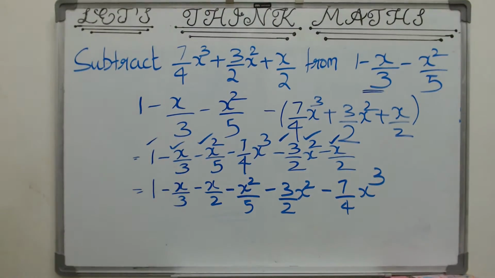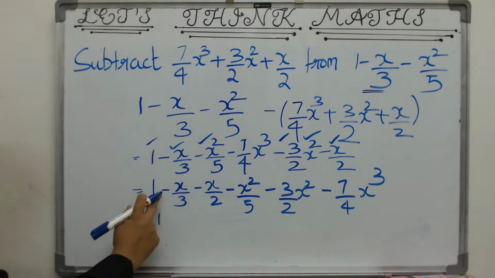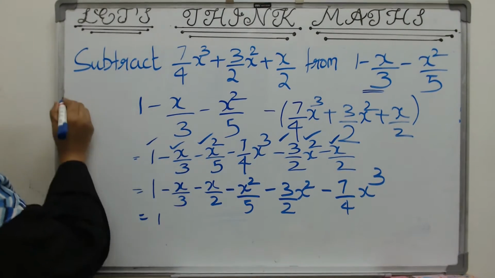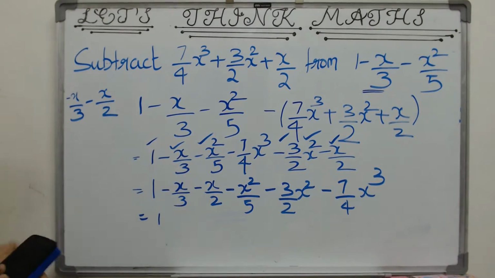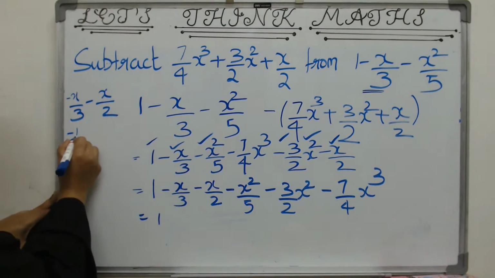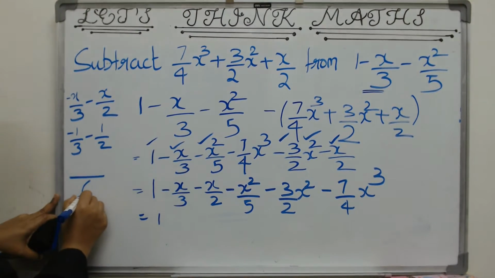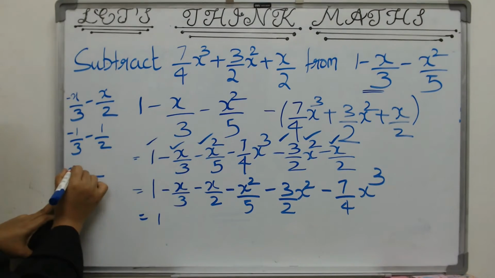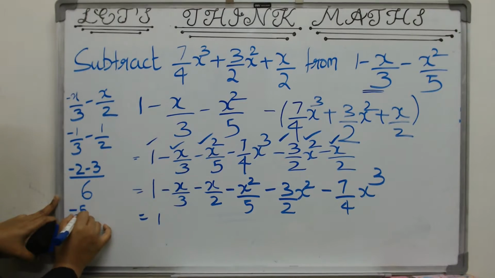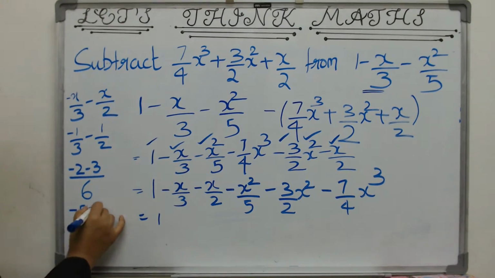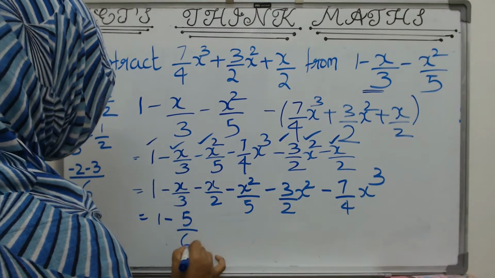So now you just have to add up all of that. 1 would be 1. What will be minus x by 3? Minus this. Forget the x. It is just minus 1 by 3 minus 1 by 2. The LCM would be 6. Then here it would be minus 2 minus 3. That would be minus 5 by 6. To that just add an x. So this would be minus 5 by 6 x.